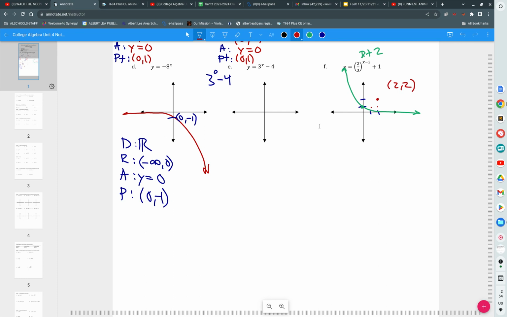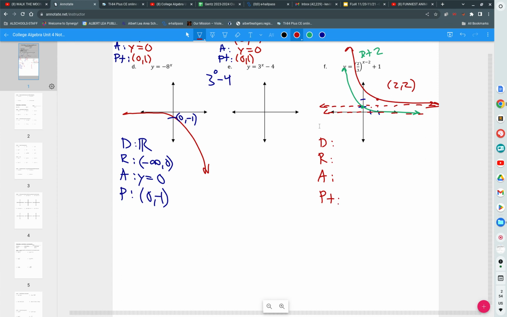Second thing is, if I shift it to the right 2 units, does that change the asymptote? No. It's got a horizontal asymptote, and shifting it right is not going to change that. Shifting it up 1 will change the asymptote. So the asymptote is up 1 unit, so your graph should look like this. We have our domain, our range, the asymptote, and a point.